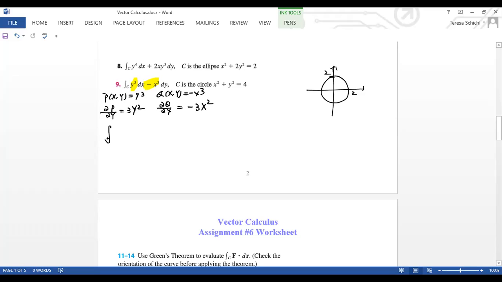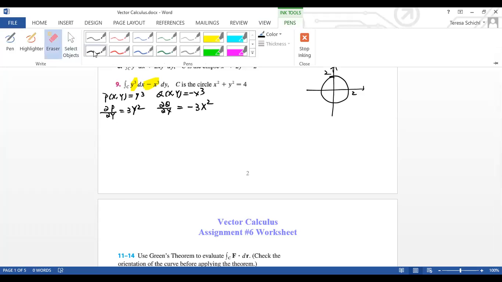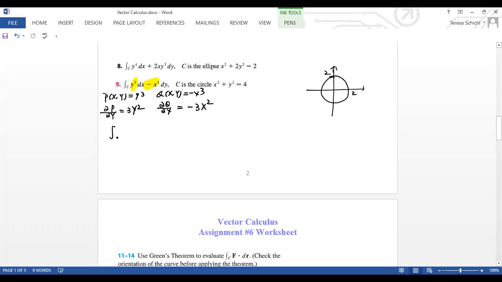So now this integration over C, right? The integral of y to the fourth dx plus 2xy cubed dy will be equal to ∂Q/∂x minus ∂P/∂y, so it's negative 3x squared minus 3y squared over D, and this is the area, dA, right?